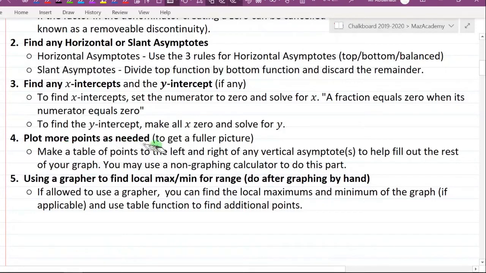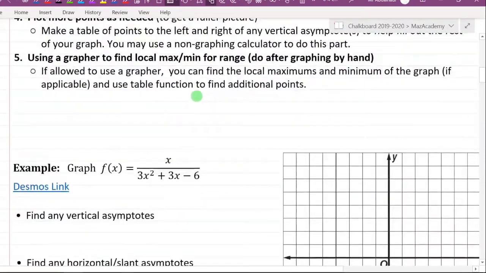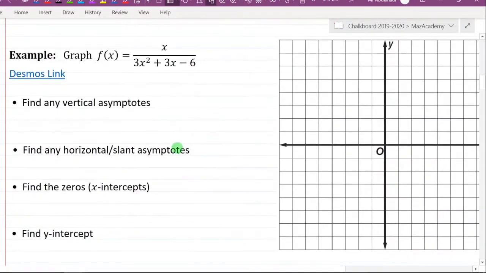Plot more points as needed to get a fuller picture. And that's what we're going to be doing. This last thing at the bottom here, use a grapher to find the maximum, and we'll talk about that at the bottom. Okay, so here's a function, and we're going to find all of these things. And I've made a little list here to help us remember what to do. So the first thing you want to do is find the discontinuities.